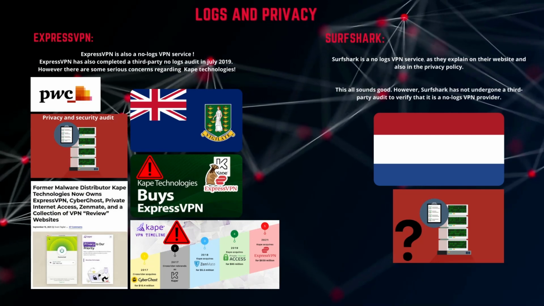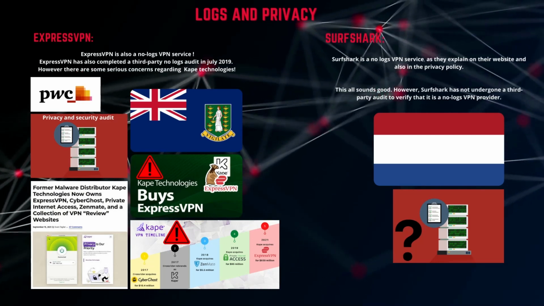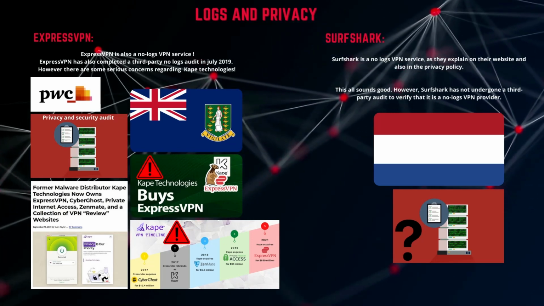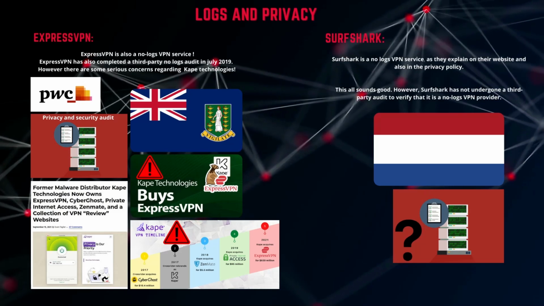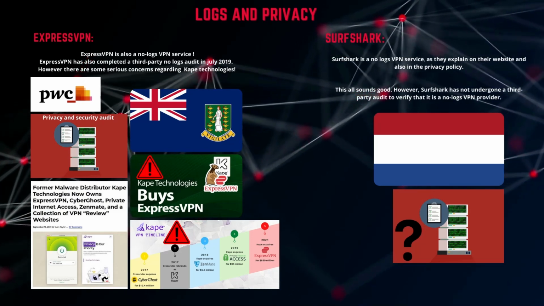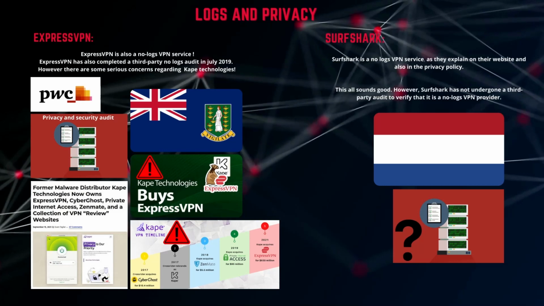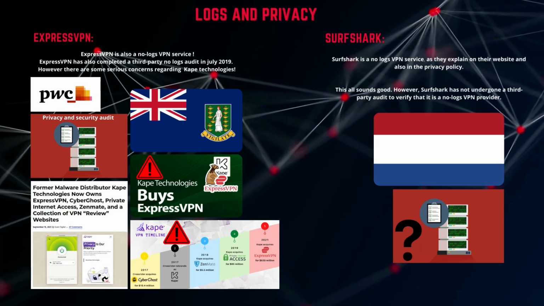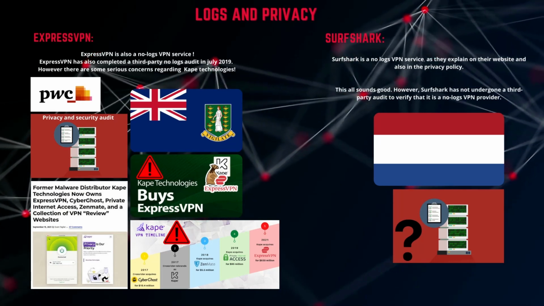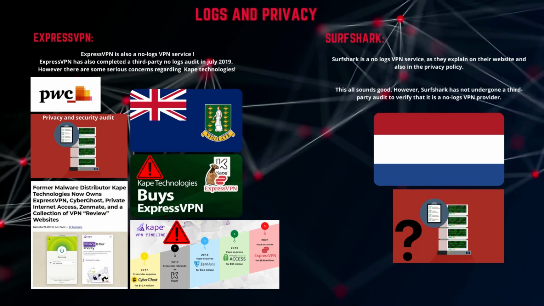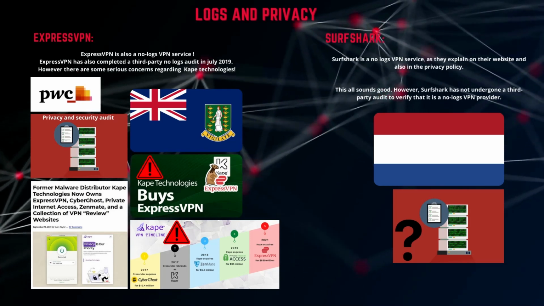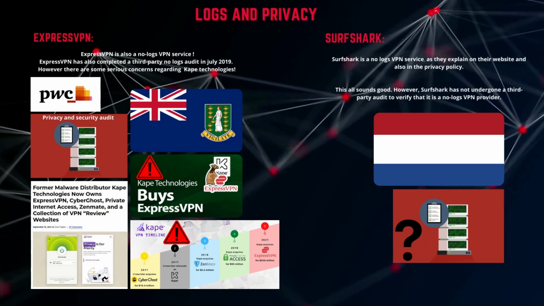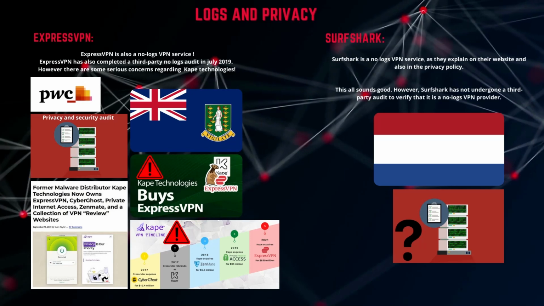ExpressVPN stores no activity logs and no connection logs from our users. Here's what this means. No activity logs. ExpressVPN does not see or record which websites you visit. We never log the destination or contents of your traffic, and we run our own private zero-knowledge DNS on every VPN server for added privacy and anonymity. Unlike Surfshark, ExpressVPN has completed a third-party no-logs audit in July of 2019. The audit was carried out by PwC, which is short for PricewaterhouseCoopers, and verified the no-logs policy and privacy protection measures are in place.